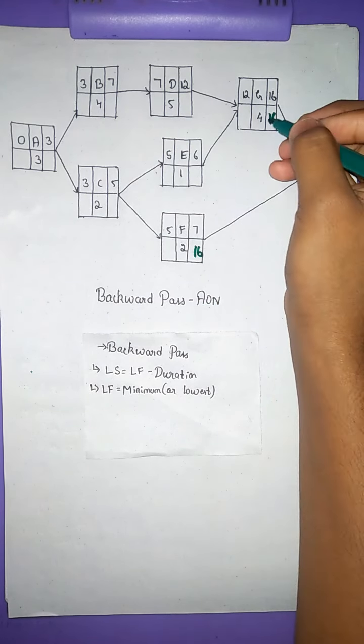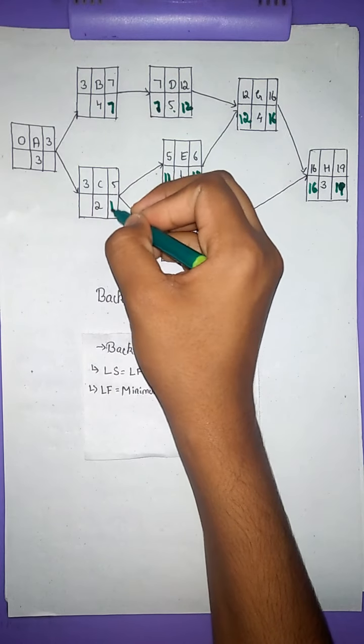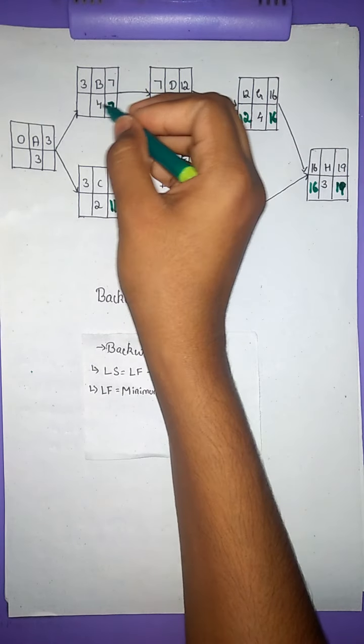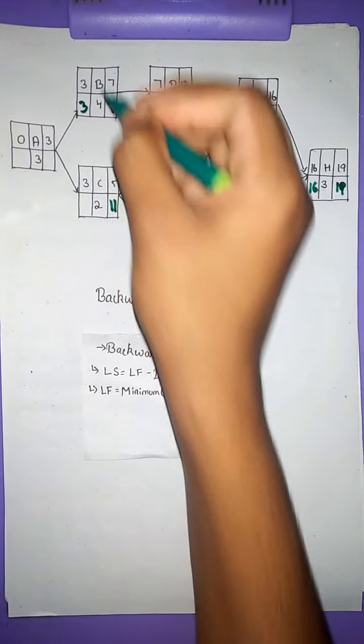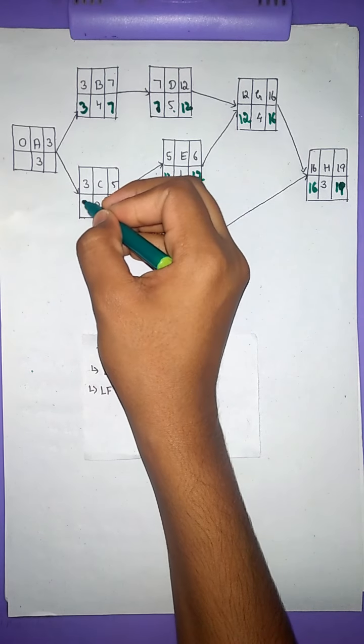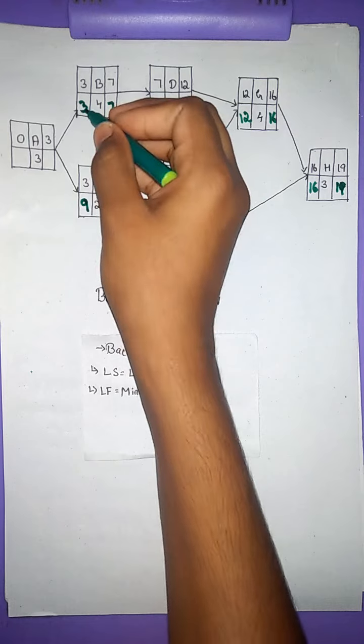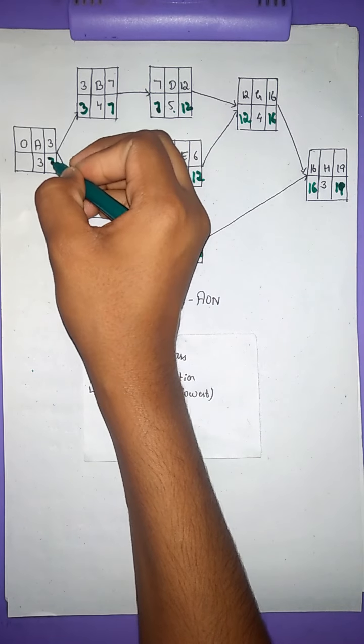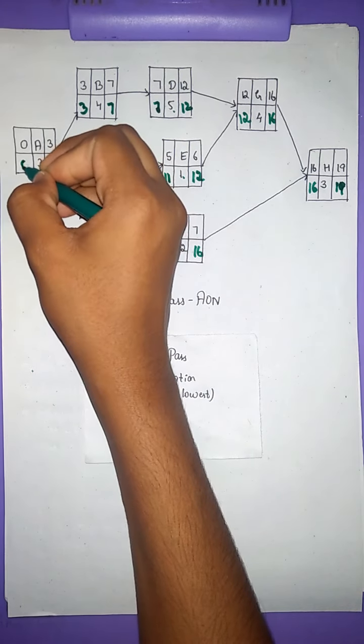The minimum value will be 12. For here also 12. 12 minus 5 will be 7. 12 minus 1 will be 11. Here we need to consider the minimum value as 7. For this, the minimum value will be 11. So 7 minus 4 will be 3. 11 minus 2 will be 9. In both of these, the minimum value will be 3. 3 minus 3 will be 0.